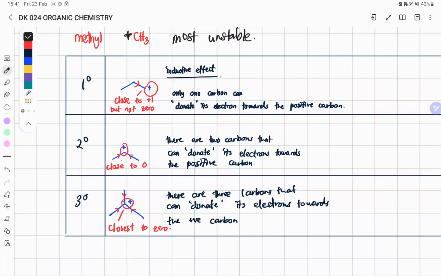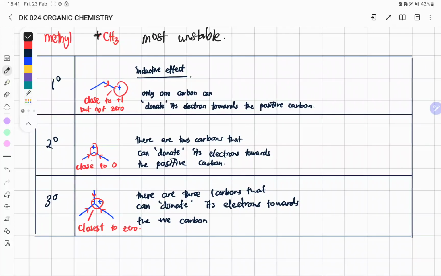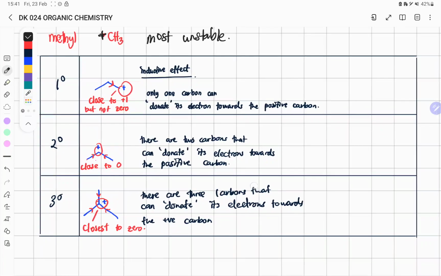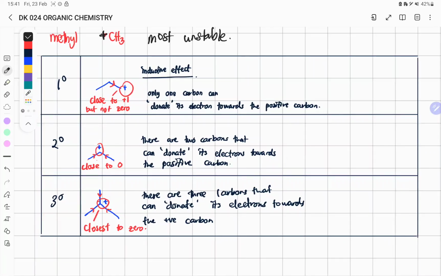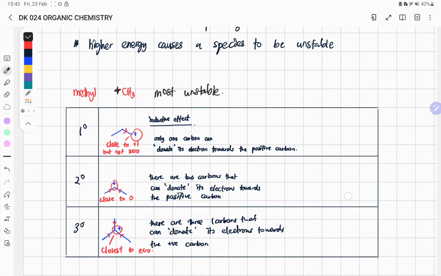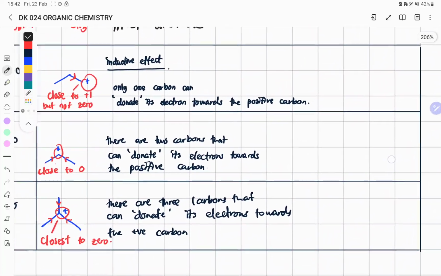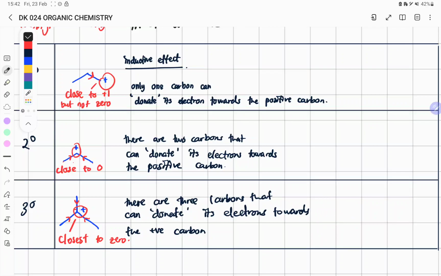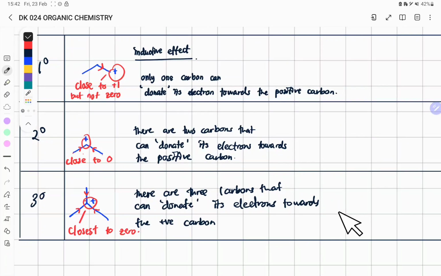Okay, so kalau kita tengok dekat sini, okay, this is what we call as inductive effect. And apa yang mempengaruhi inductive effect adalah class of carbon tu, class of carbon center itu. Dan inductive effect, ini dah habis salin ke belum? Ada yang tengah salin lagi ke? Okay, cepat sikit.